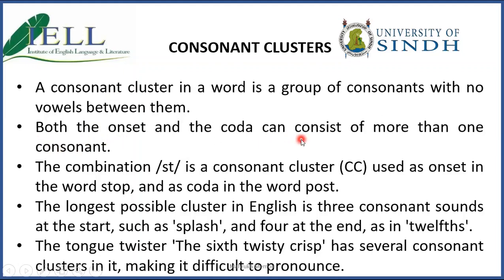Both the onset and the coda can consist of more than one consonant. So it is not necessary that they would come only at the end or only at the beginning. It could vary accordingly, right? So onset can have a consonant cluster as well as coda can have a consonant cluster. The combination of s and t, these two consonant sounds coming together, is a consonant cluster, CC. It is defined as CC because two consonants are coming together. Typically we have the structure of C and V, but here we have C and C.